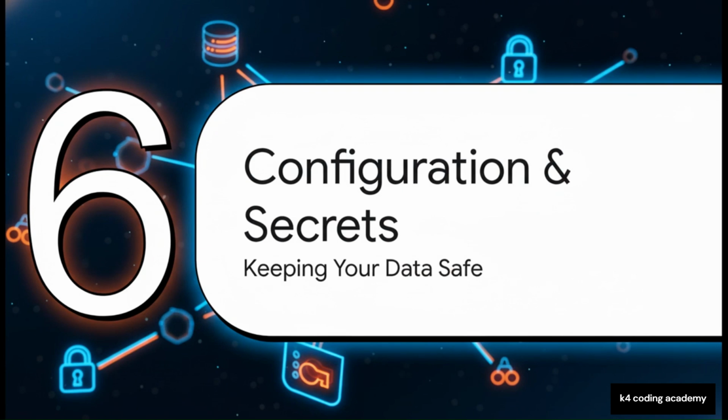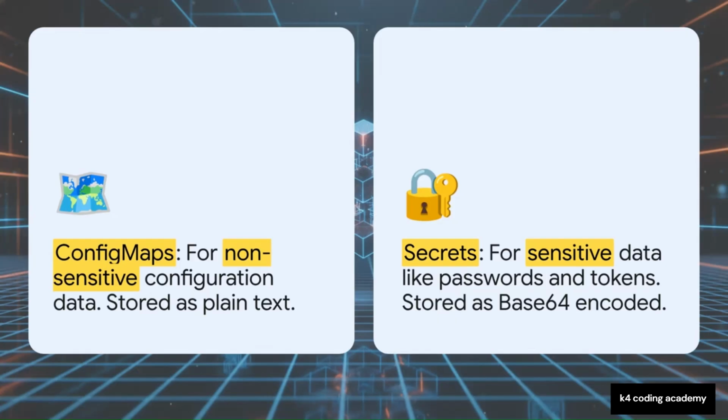All right, this is great. Our app is running, it's scalable, it's resilient, but what about all its configuration? Things like database URLs or API keys. You should never hard code that stuff into your container images. Kubernetes gives us two awesome tools for this. For any non-sensitive configuration, like a URL or a theme setting, you use something called a ConfigMap.